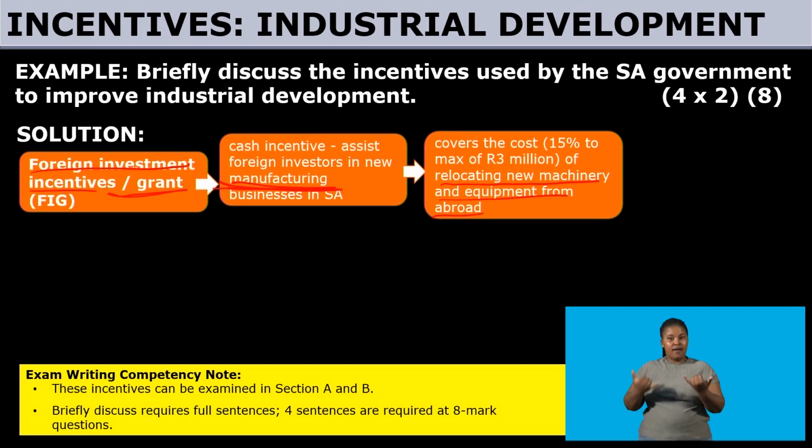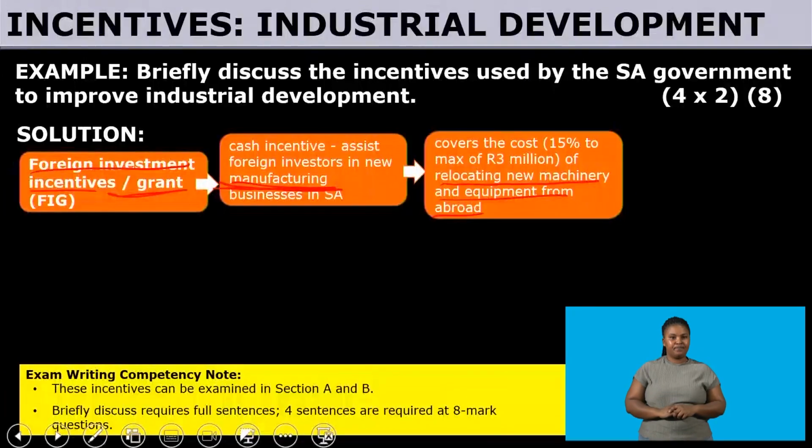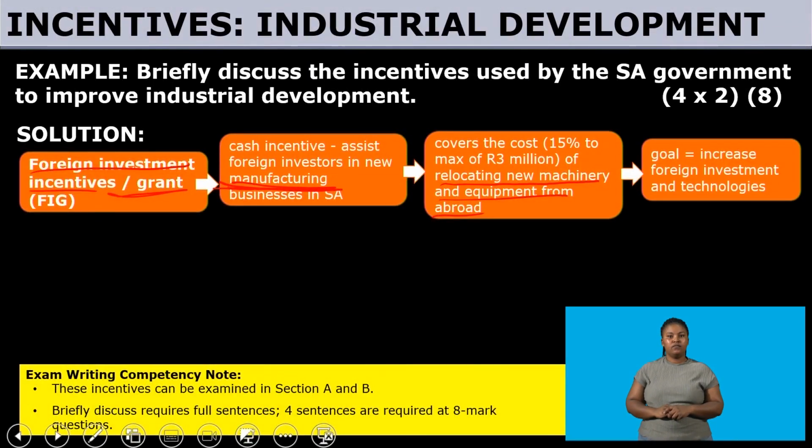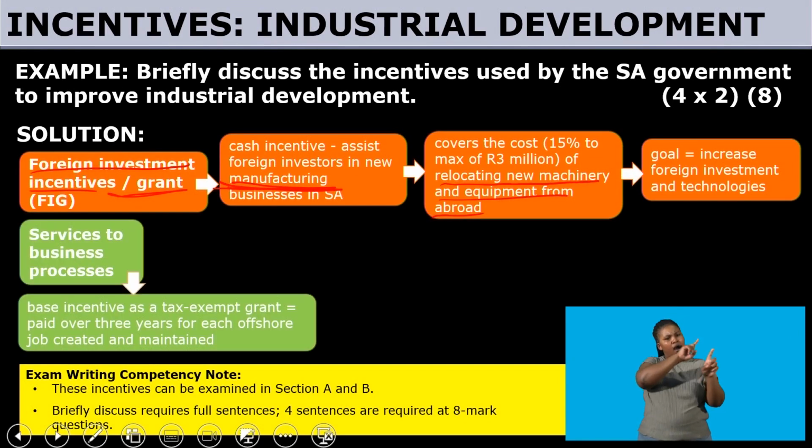So they have their equipment, they've got their machinery. So government is giving them an incentive to come to South Africa by giving them money so that they can transport their equipment, their machinery, and establish it here in South Africa. The goal is to increase foreign investment in the country and technologies.